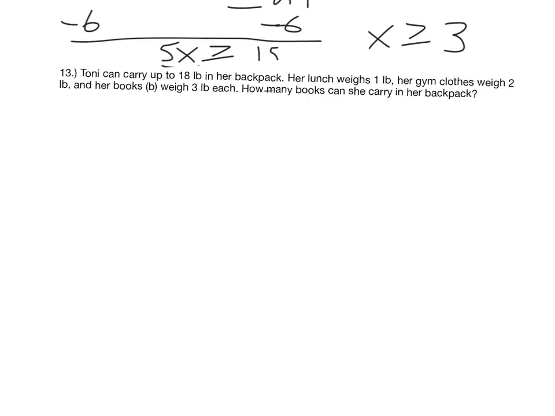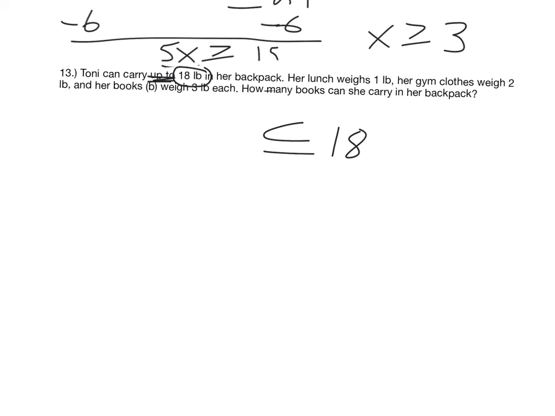And last one, Tony can carry up to 18 pounds in her backpack. Her lunch weighs 1 pound, her gym clothes weigh 2 pounds, and her books B weigh 3 pounds each. How many books can she carry in her backpack? Okay, so we know that her backpack can carry up to 18 pounds. So it can carry 18 pounds, it can't carry 19 pounds, right? Anything up to 18 pounds, that means it's going to be less than or equal to. Right? So right here it says up to 18 pounds, less than or equal to.